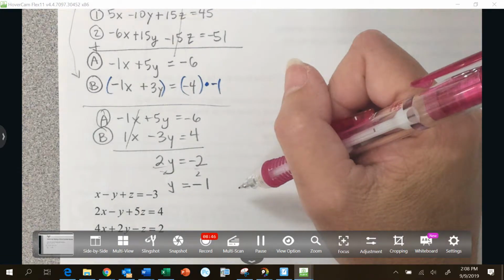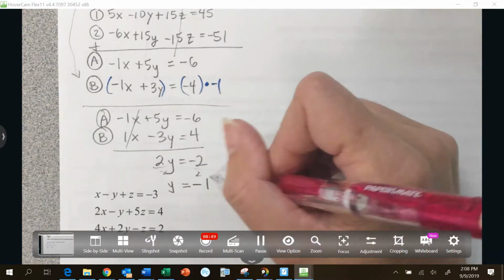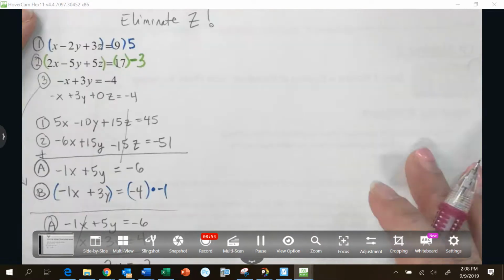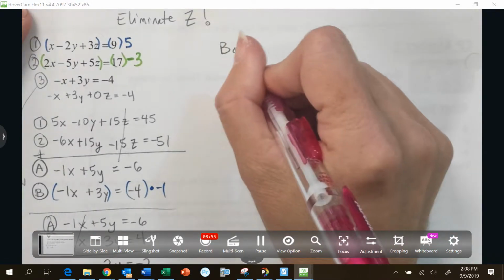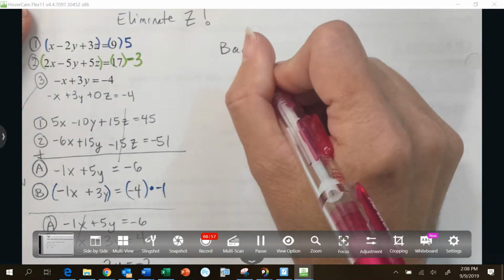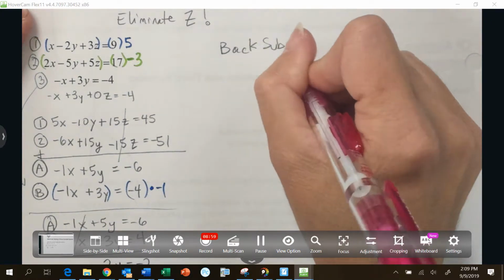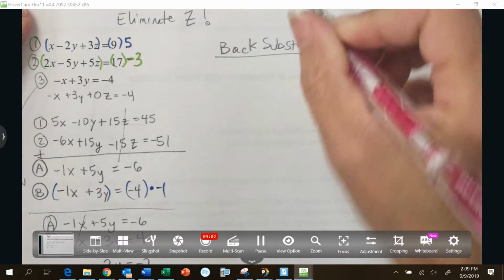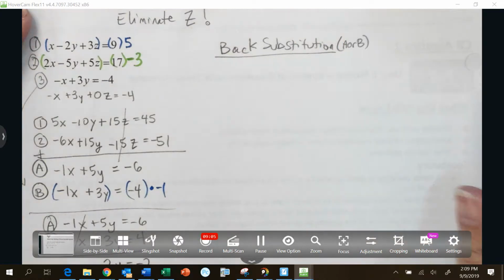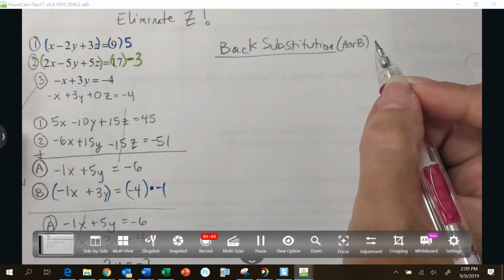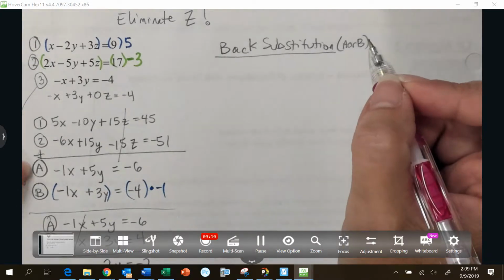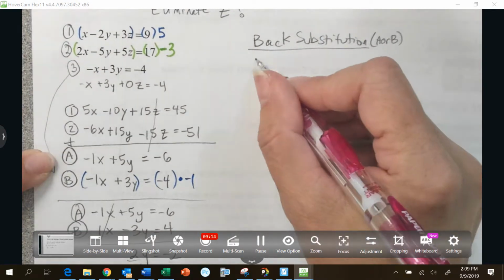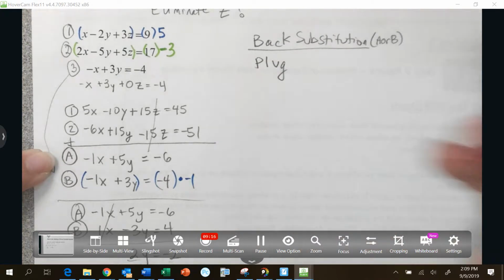But I have to find x, y, and z. I'm going to take this answer and we're going to do something called back substitution. Plug it into 3? I mean, you could, but I'm not going to call it 3. Back substitution. We're going to plug it in either A or B. So you look at your A or B right here.